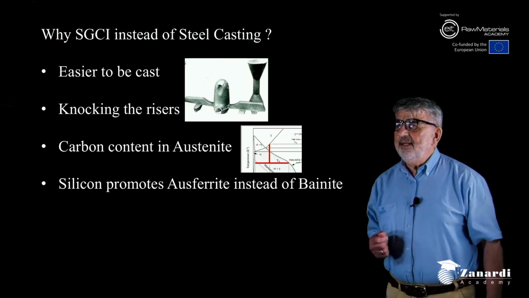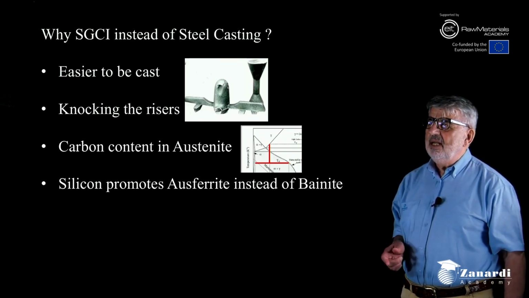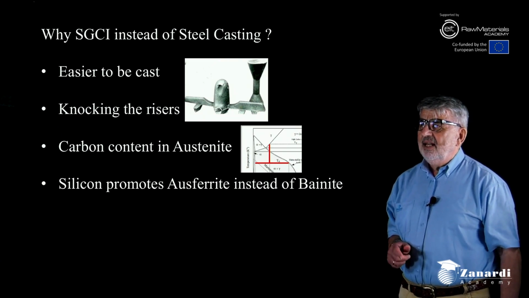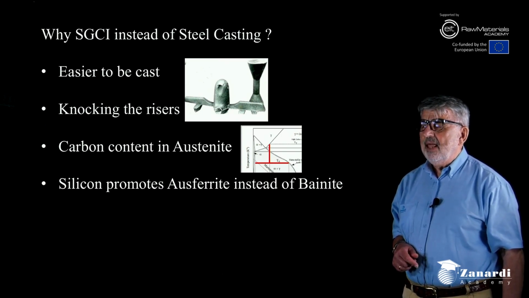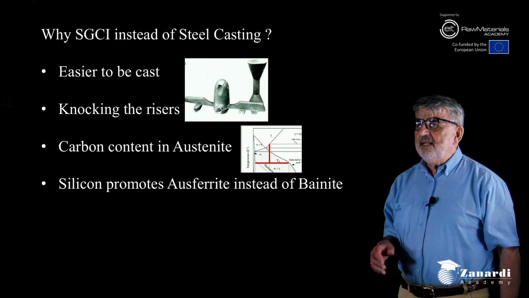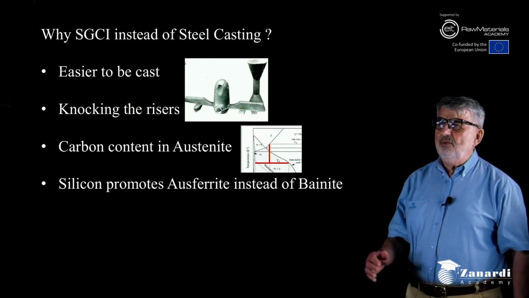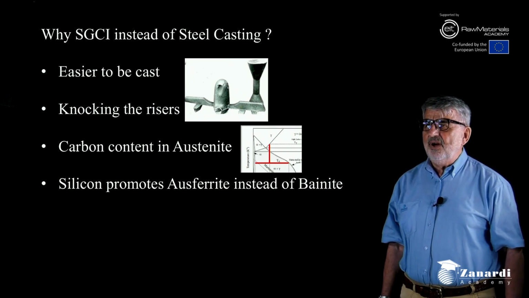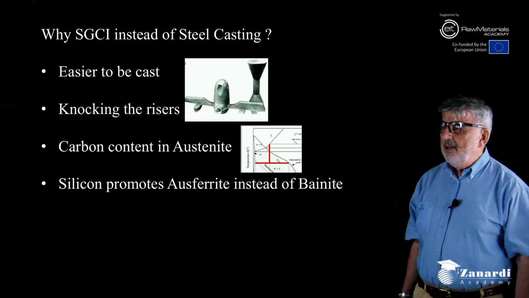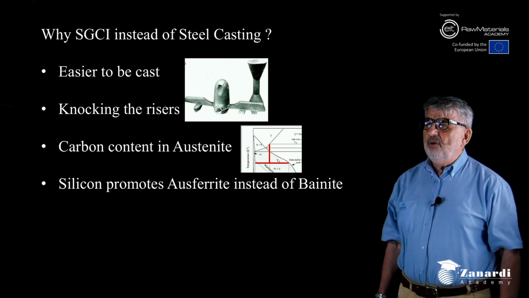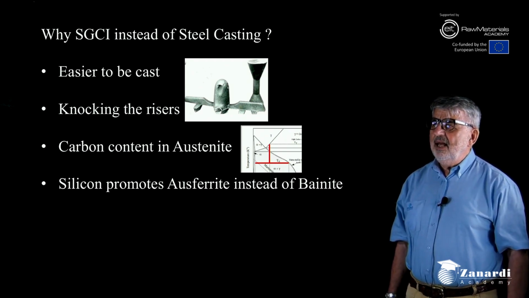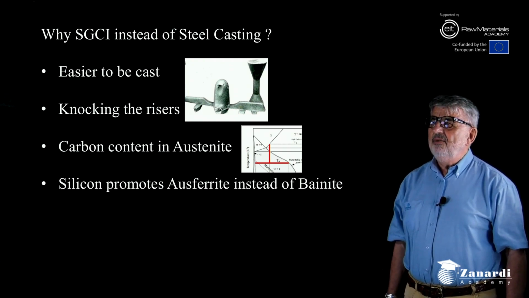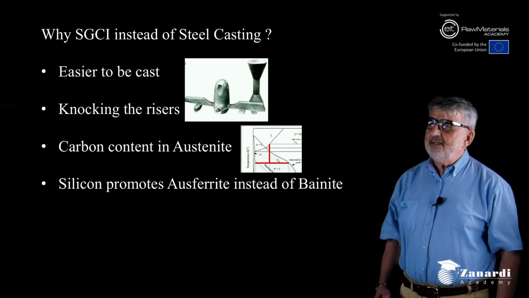Why should a designer adopt a spheroidal graphite cast iron casting instead of a steel casting? We have seen that after the last World War, when the spheroidal graphite cast iron was invented, the volume dramatically increased as a sign of substituting steel forgings and steel castings.